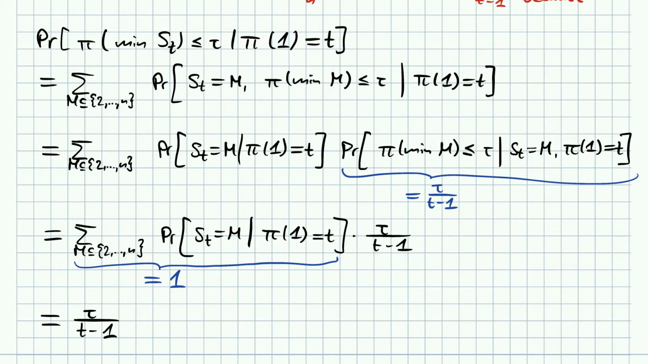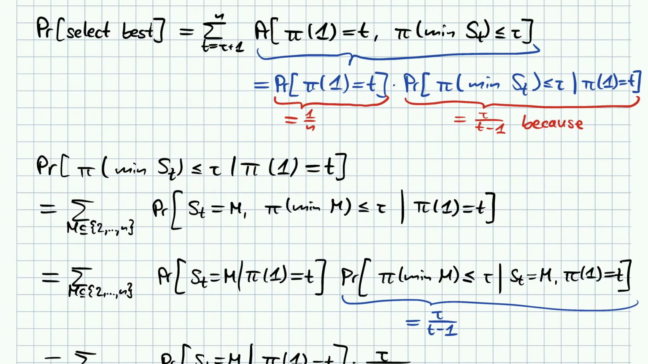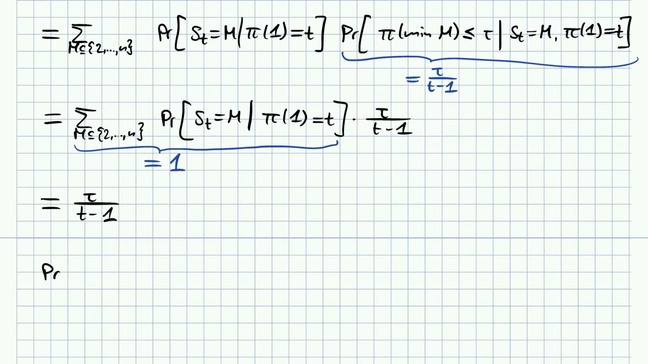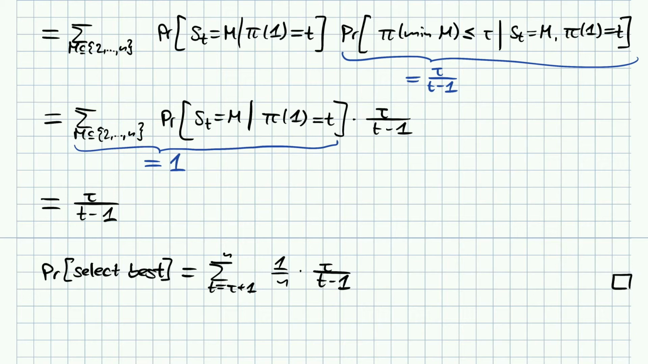Cool. So what does this tell us? We can now plug this in here. And what are we getting then? We're getting that the probability that we select the best is equal to, take the sum from t = tau plus 1 to n, of 1 over n times tau over t minus 1. And this is exactly the probability that we claimed.